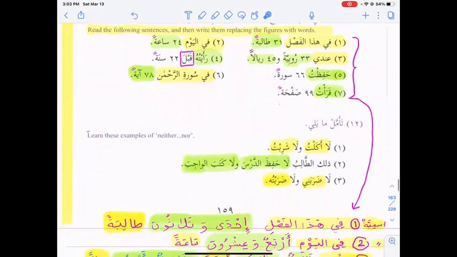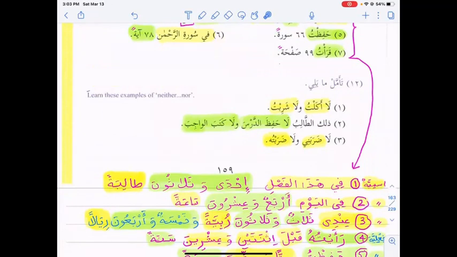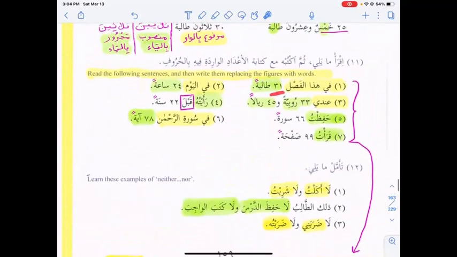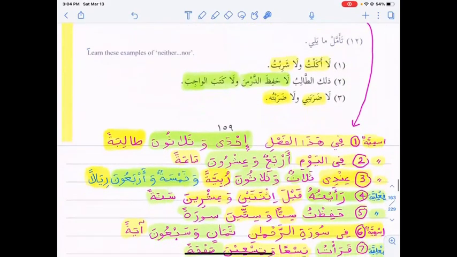So now we come here. في هذا الفصل 31 طالبا. 30 is 30. 31. 31 طالبة. Why not wahid? Because it is ihda, talibatan. Number 2, fil yawmi, in a day, arbauna wa ishruna sa'atan. Sa'atan.